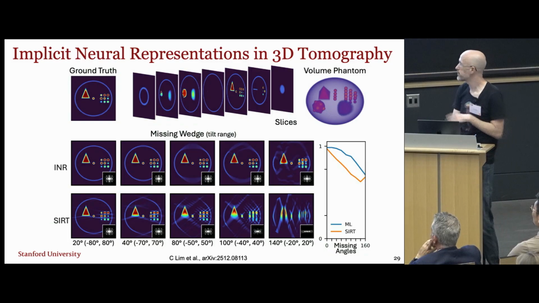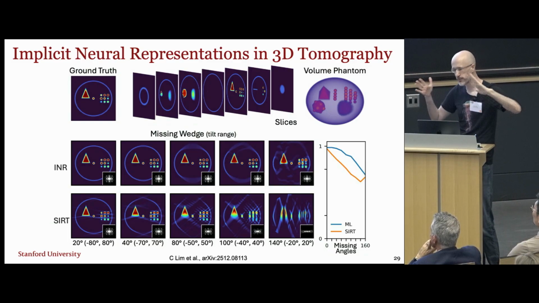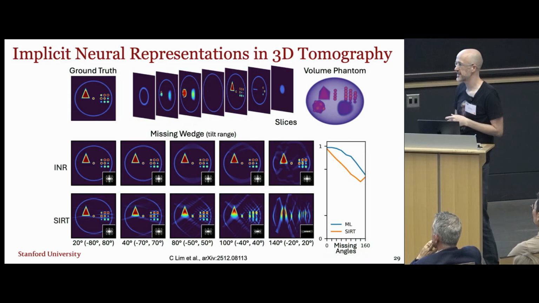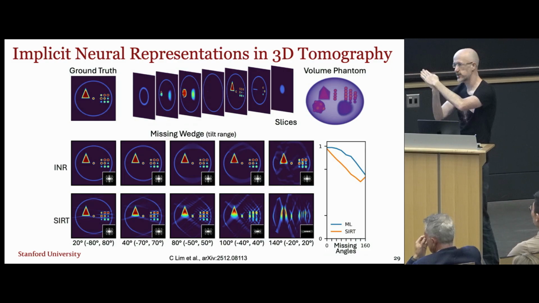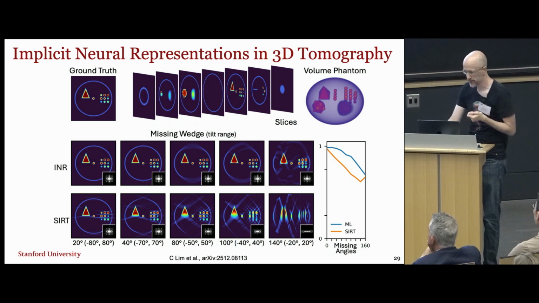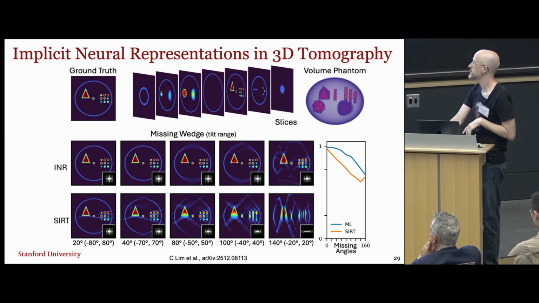And so if we apply that to a simulated phantom here, this is slicing through on the top row. The middle row is the implicit neural representation, and the bottom row is a conventional algorithm. You can see it's like night and day. Even if you have a tilt angle of only -40 to 40 degrees, you can still reconstruct most features of the phantom, whereas the conventional algorithm completely breaks down here.